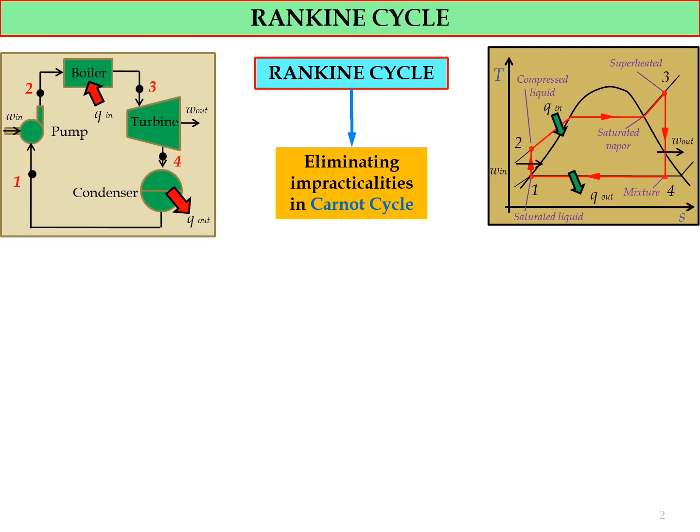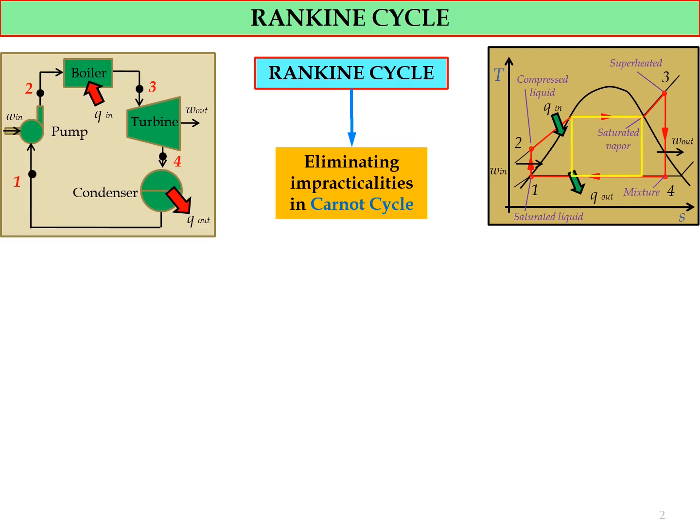Okay, as we can see in the TS diagram, we have 4 states involved. Starting from state number 1 in saturated liquid, state number 2 in compressed liquid, state number 3 in the superheated vapor region, and state number 4 in the saturated mixture region. So this TS diagram refers to the ideal Rankine cycle.